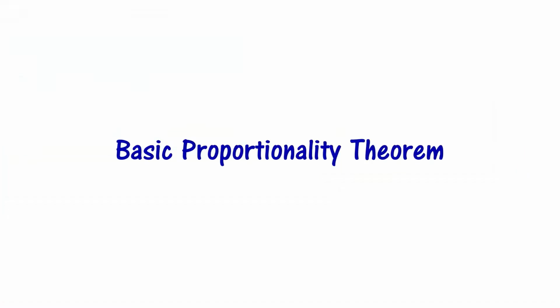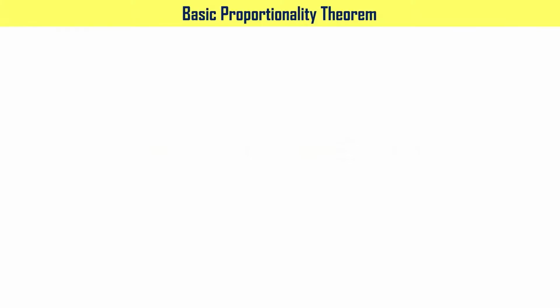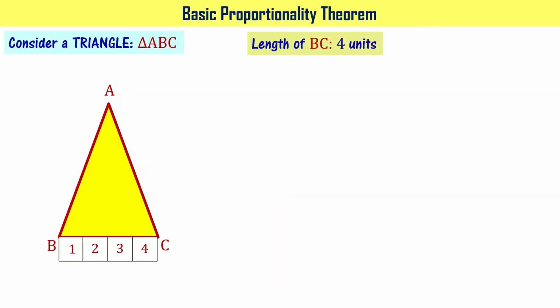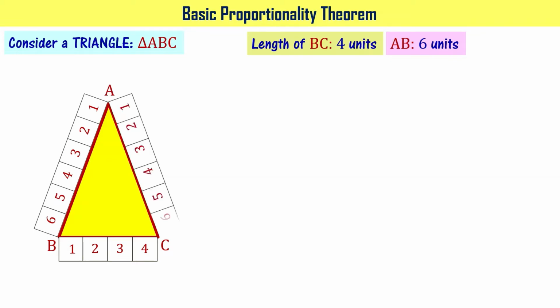Let us learn about the basic proportionality theorem now. Let us consider a triangle ABC as shown in the figure. As you see here, side length BC is 4 units, AB is 6 units, and AC is also equal to 6 units, right? It means this given triangle is an isosceles triangle since two of the sides of this triangle are equal.